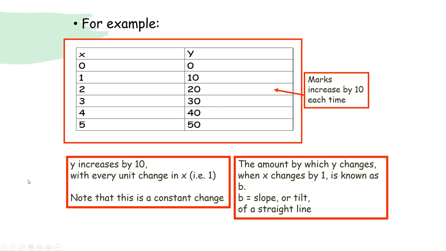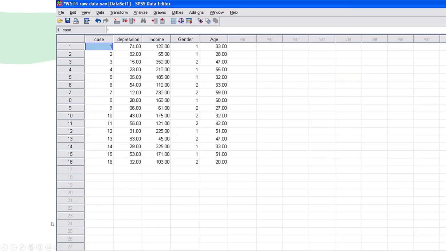So I hope that's clear. Now I'll explain the b, the slope. This is the amount by which y changes when x changes by 1, is known as your b, that's your slope. And I'll show you how that is described in the actual statistical outputs.